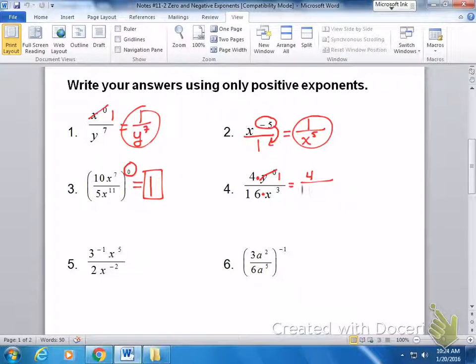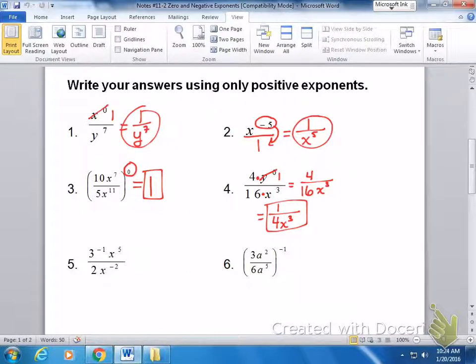And then the bottom, nothing's going to change. I have 16 x cubed. Now, there are no more x's, so the x cubed's not going to change, but I can fix 4 over 16. That's 1 over 4 x cubed. And there's your answer.